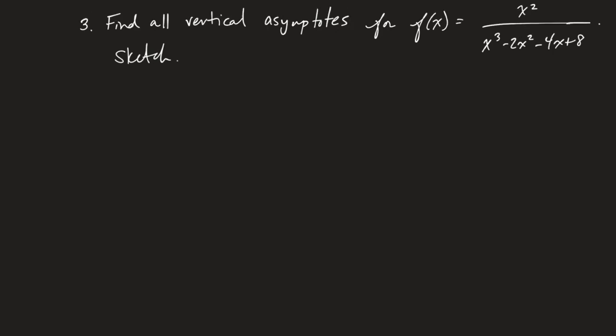So take a look at your screen now, and I've given you a big, ugly function. And what I want you to do is to go through and find all the asymptotes for that curve. And once we do, then we're going to make a partial sketch again.